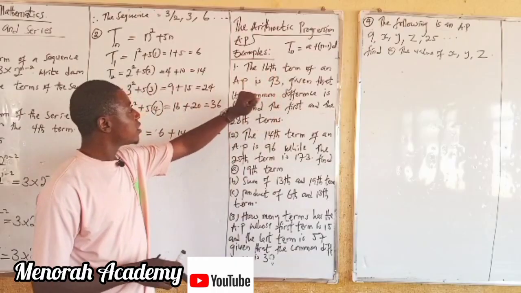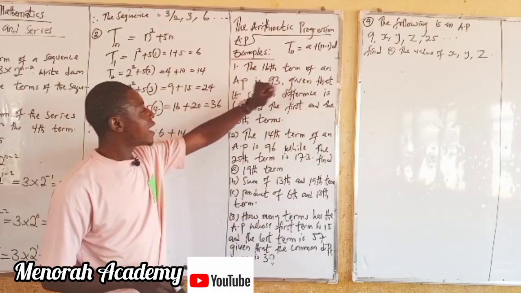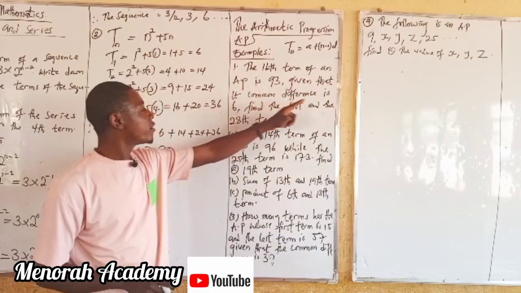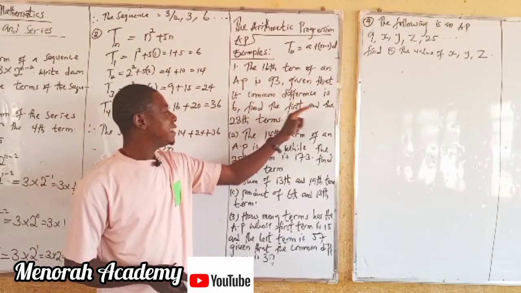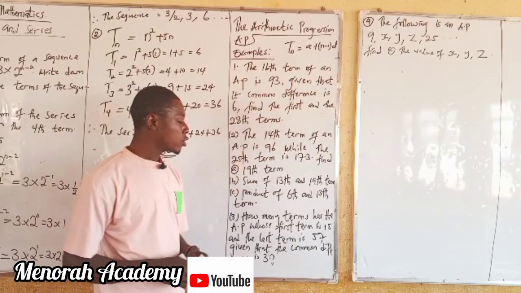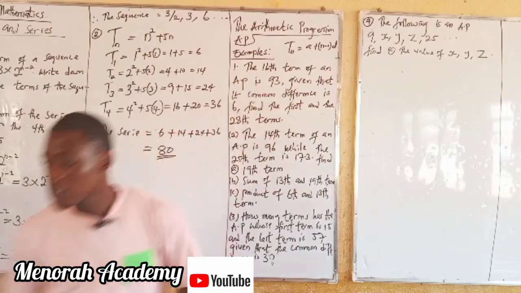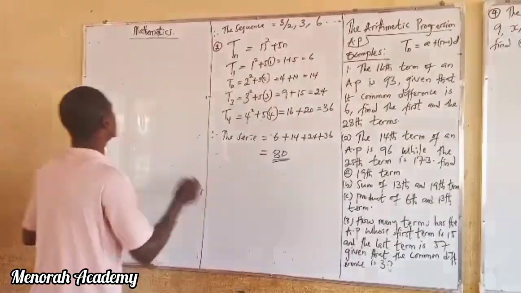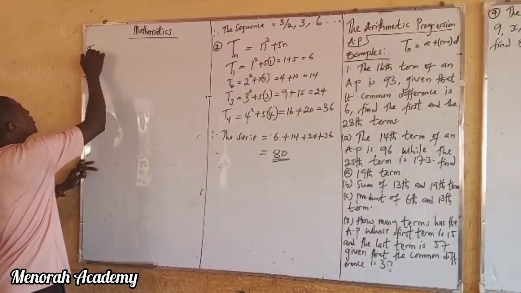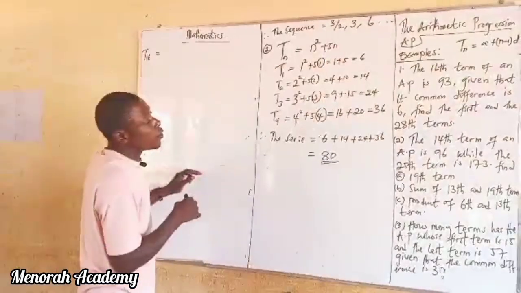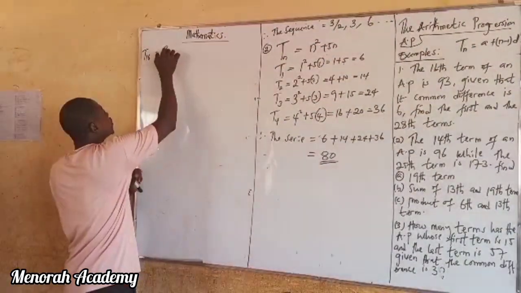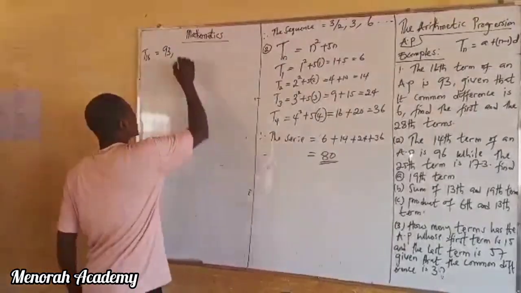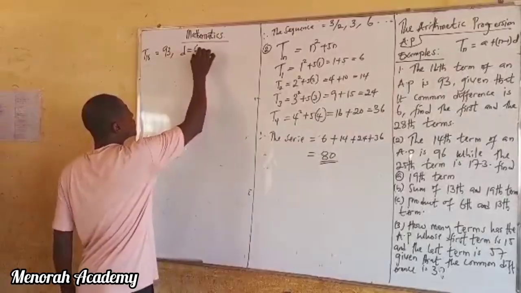One of the questions is, number 1: the 16th term of an AP is 93. Given that its common difference is 6, find the first and the 28th term. That is what we want to solve very fast. What we have in question number 1 is that the 16th term is given. So our t of 16 is given to be 93, comma. Then, given that its common difference is 6, that means d, the common difference, is 6.